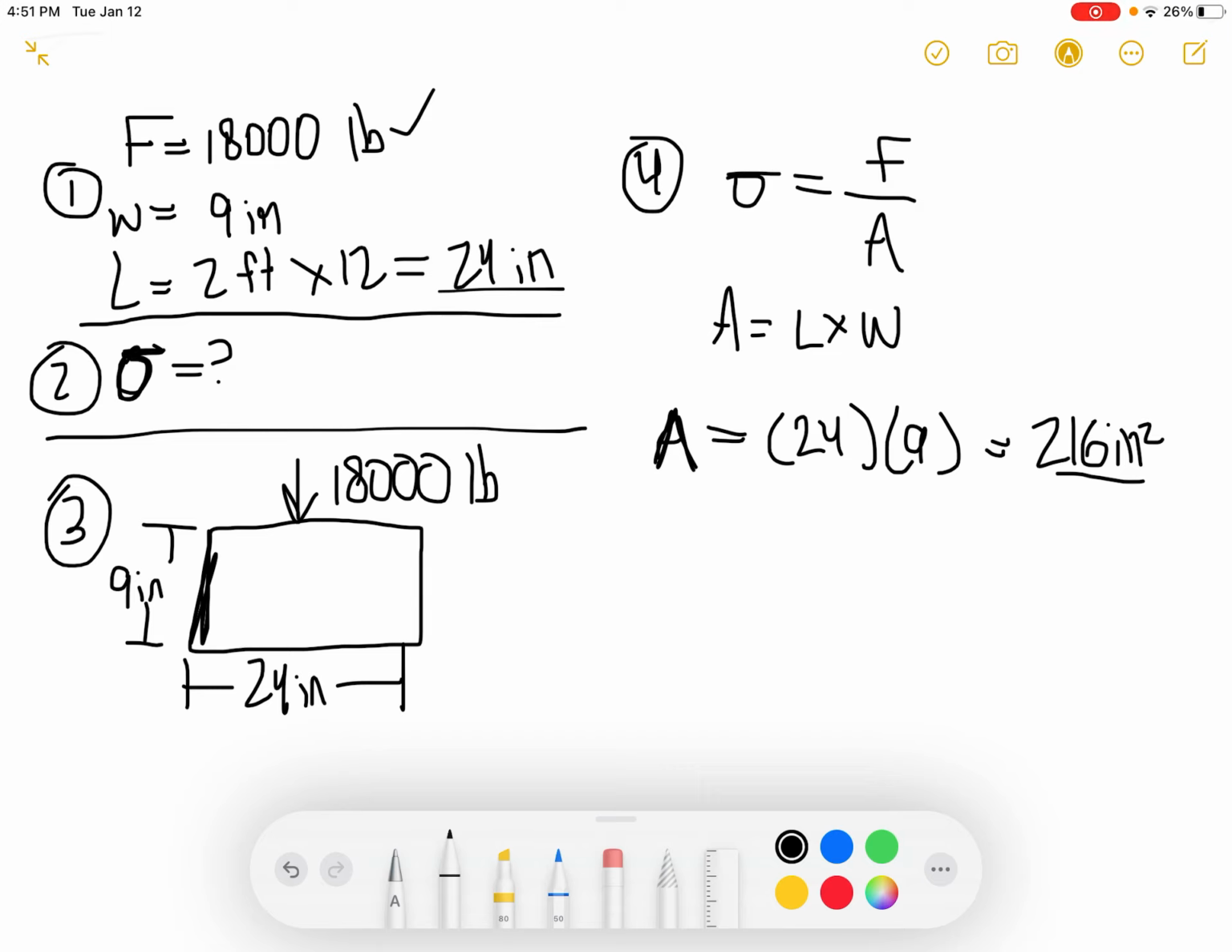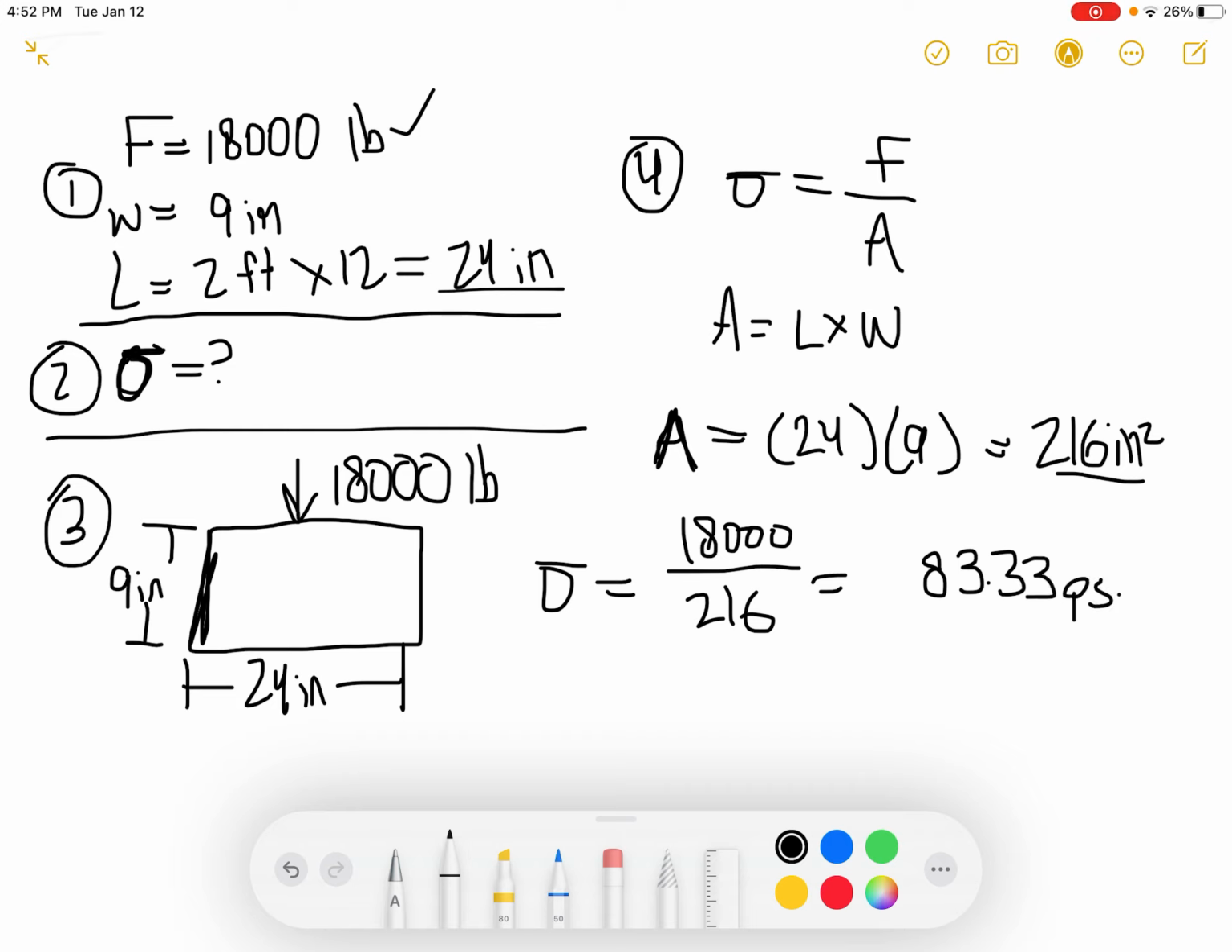Now we can plug in the things for finding stress. Force was 18,000 pounds divided by 216. And that turns out to be approximately 83.33 PSI. So our stress is 83.33 PSI. Simple, kind of. But that's how you would do it for that kind of problem.